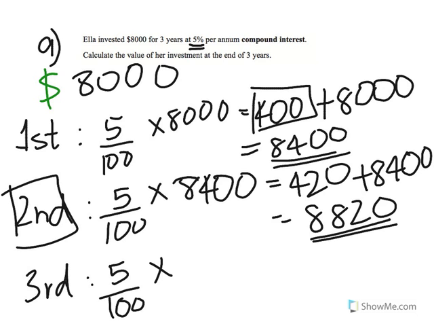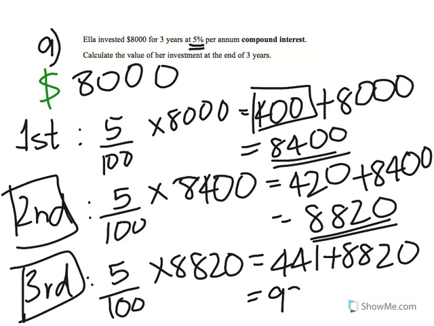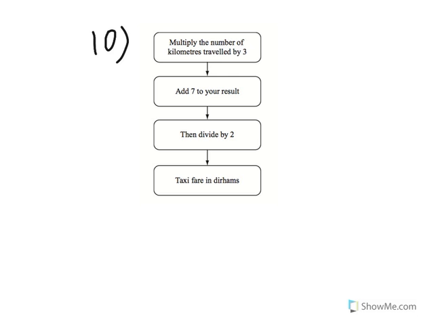Now, the third year, again, she has a 5 over 100 compound interest, multiplied by the amount she has in the bank, which is now 8,820. And so she'll receive an extra amount of 441. And that is added to her original amount, which she had at the start of the third year, which was 8,820. And so, by the end of the third year, she'll have $9,261 in her bank.